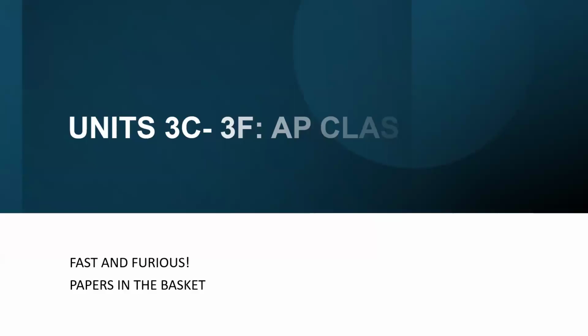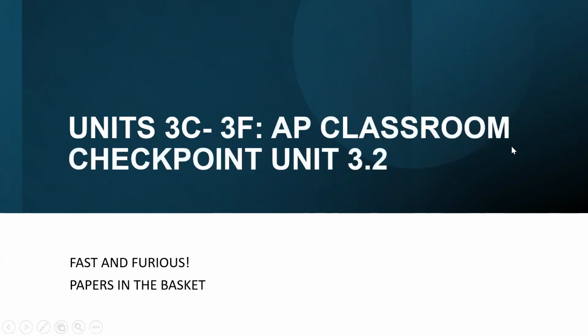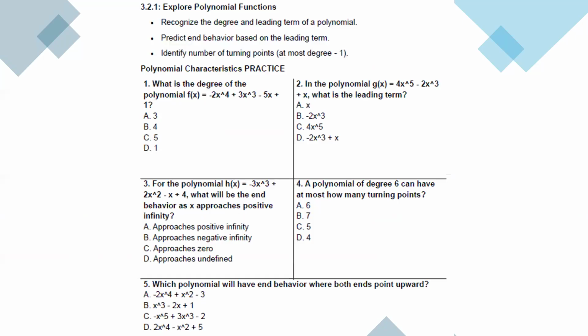All right, so this is our semi-fast and furious units 3C through 3F for AP Classroom that we're going over. So it's showing your checkpoint 3.2, and then the last that you need to know for the finals, okay? So you should have picked up the paper out of the basket, and we're going to begin. So let me hide this.